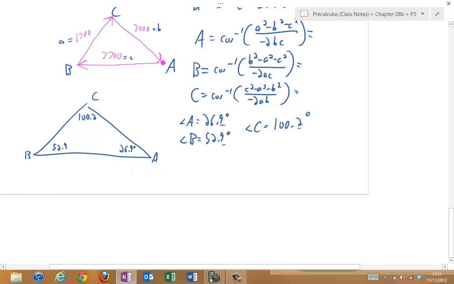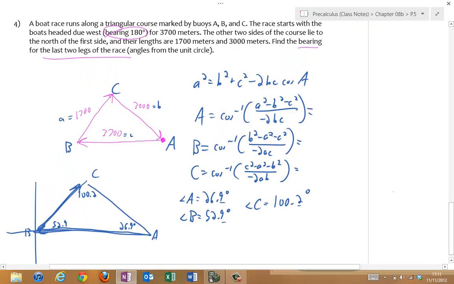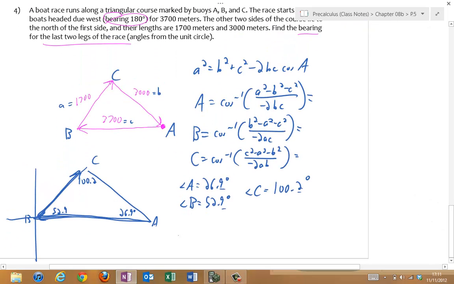What I really want to know is we start by going, remember, this thing starts going left, 180 degrees, and then it's going to turn and go this way. So if I go to a unit circle, I want to figure out what this angle B really is. Well, that is 52.9 degrees. If you look at it, we start bearing 180 degrees, then we turn and bearing 52.9 degrees. That's actually going to be the same thing.